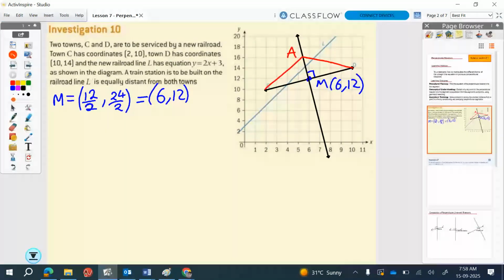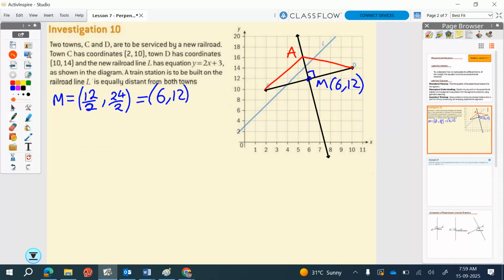Okay, so we should find the midpoint fairly easily for this one. We add the two x coordinates together and divide by 2. We add the y coordinates together, divide by 2, we get the coordinates of the midpoint, which is at 6, 12, and when I spotted it, I actually had the midpoint in exactly the right place. Lucky. So now we need to find the equation of this perpendicular line that goes through M and A.